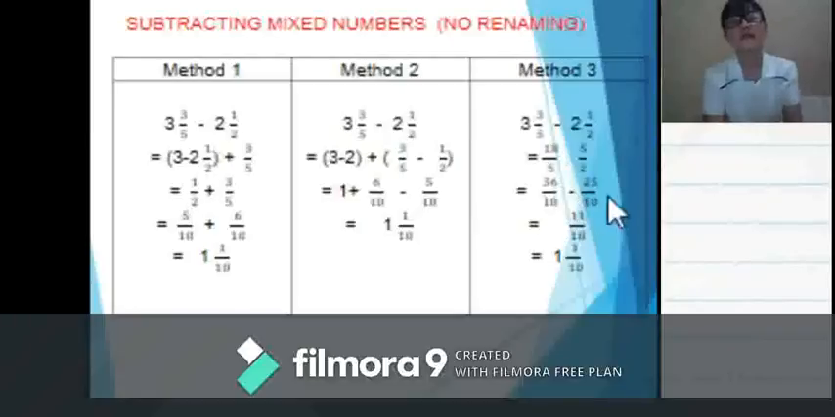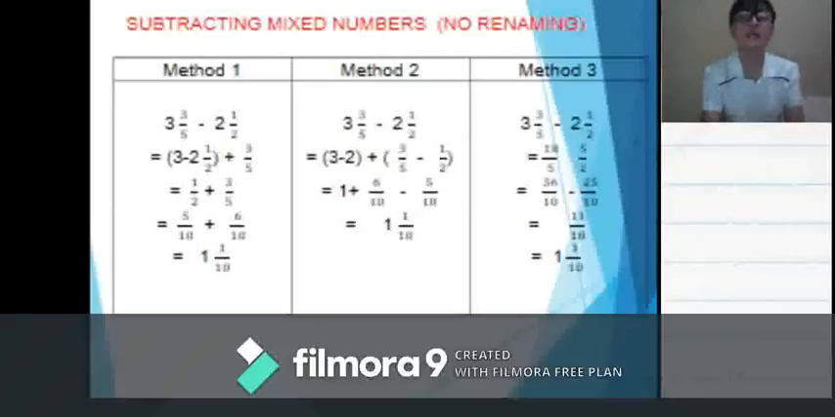Another one is from the subtrahend. So 10 divided by 2, the answer is 5. Multiply this by 5, and the answer would be 25 over 10. So that is another answer. Now, since we already have similar fractions, the answer would be 36 minus 25. The answer is 11. Then bring down or copy the denominator of 10. So as you can see, our answer is 11 over 10.